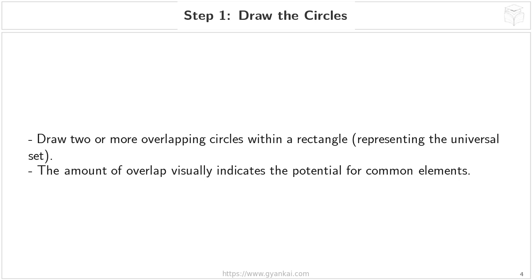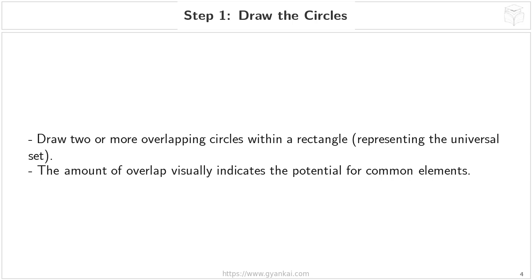Finally, and this is crucial, the amount of overlap between the circles visually shows us how much potential there is for common elements. If the circles don't overlap at all, it means there are no elements shared between those sets. Their intersection would be empty. The bigger the overlap, the more elements the sets have in common.